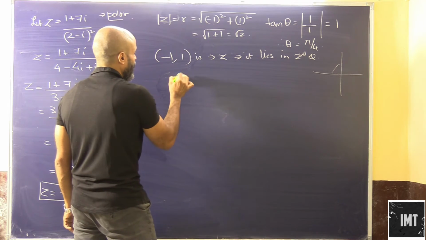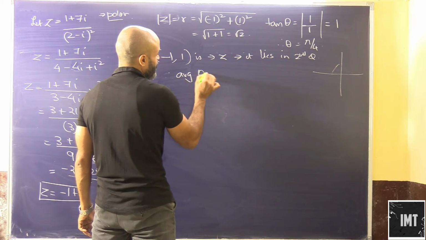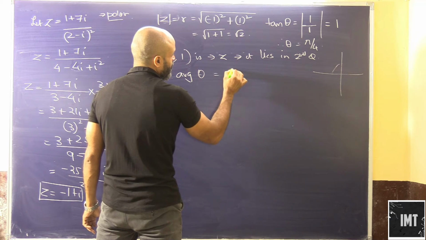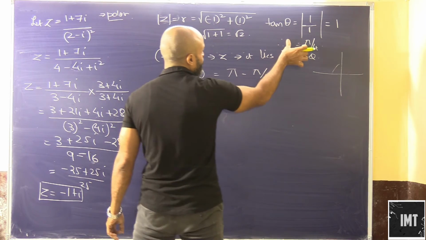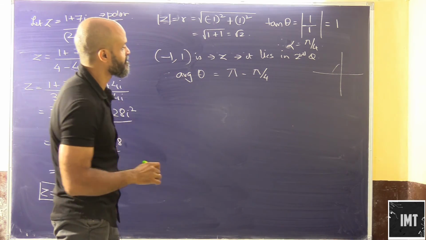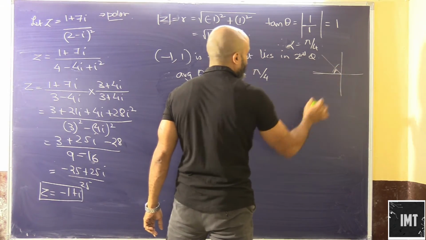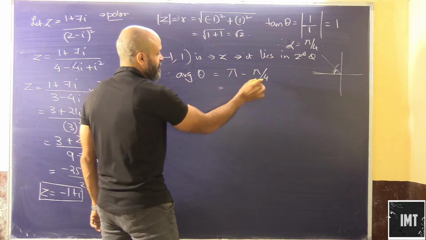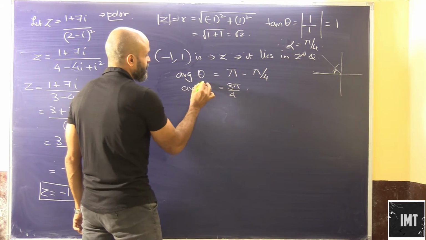So therefore argument of theta will be equal to pi minus pi by 4. Let's say we name this as alpha. So argument theta will be equal to pi minus pi by 4, because here it is 180 minus pi by 4. So this will be 3 pi by 4. This will be the argument theta.